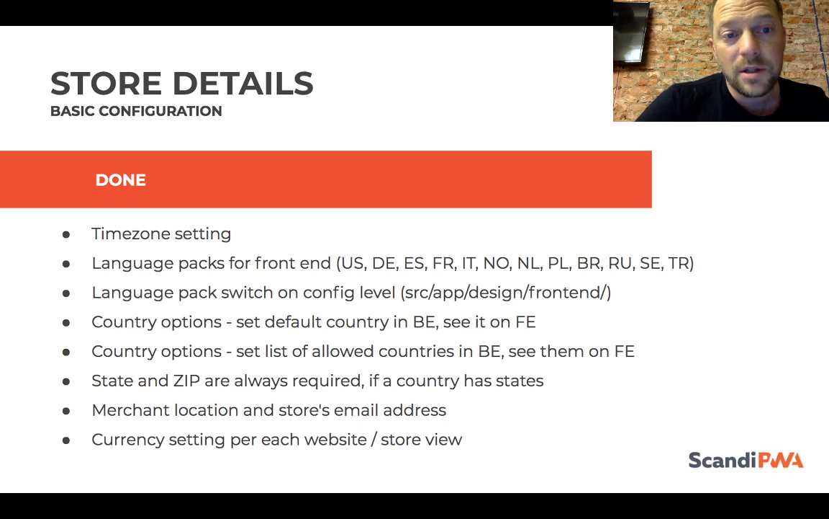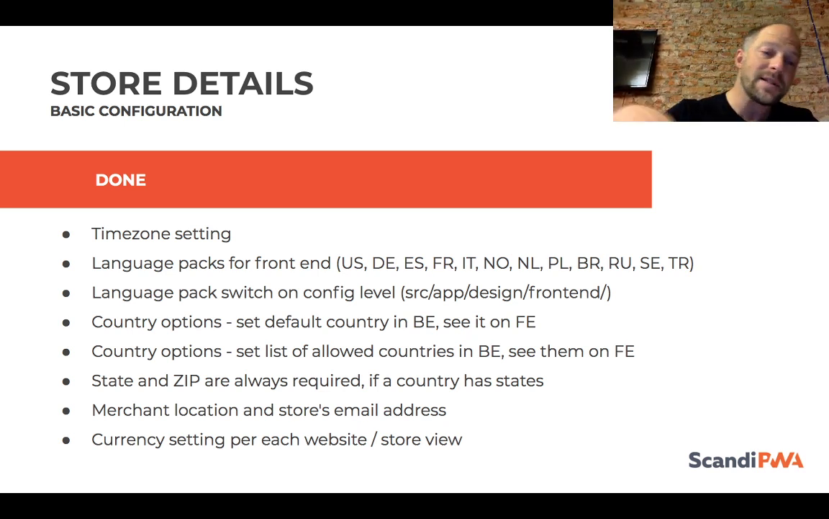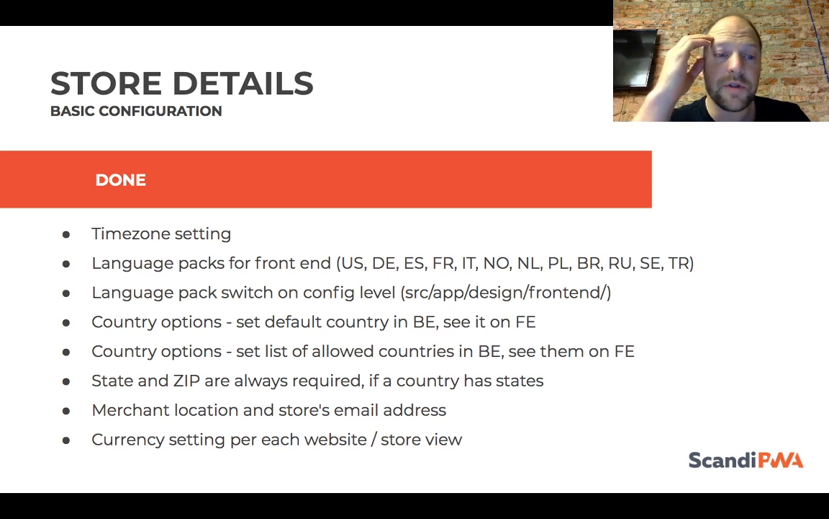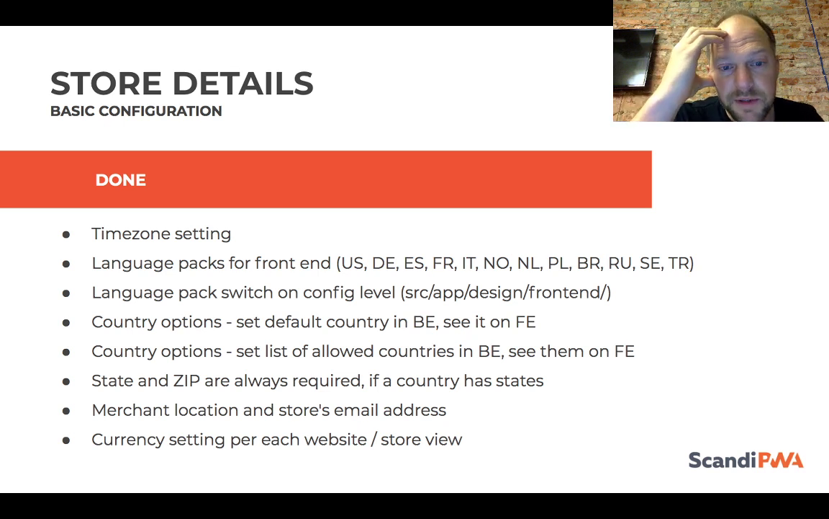Country options. Well, and the same goes for all other features here. That's something you just set in the backend with a few clicks. You can set a default country, you can set the list of allowed countries in the backend, and then only these countries naturally will be shown on the front end in the checkout. State, if a country has states, the choice of state is always required, and zip, if it's there, then it's there for a reason, it's also always a required field. Merchant location and store's email address. This is also something you can set up, and it will be shown in the necessary places.